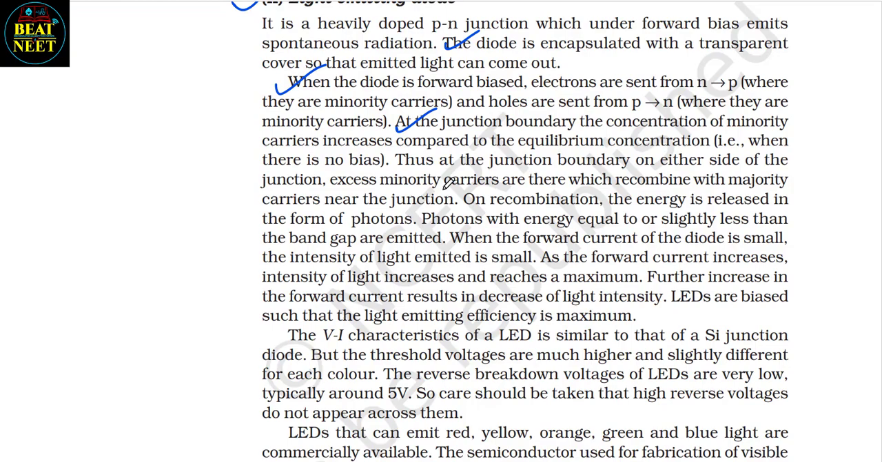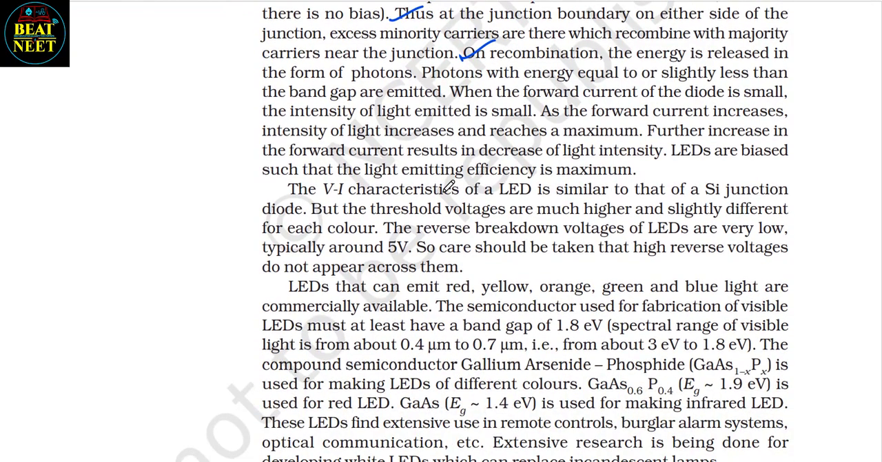At the junction boundary, the concentration of minority carriers increases compared to the equilibrium concentration, that is when there is no bias. Thus, at the junction boundary on either side of the junction, excess minority carriers are there which recombine with majority carriers near the junction. On recombination, the energy is released in the form of photons. Photons with energy equal to or slightly less than the band gap are emitted.